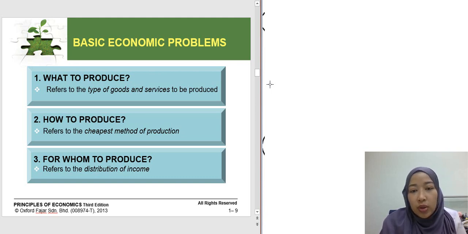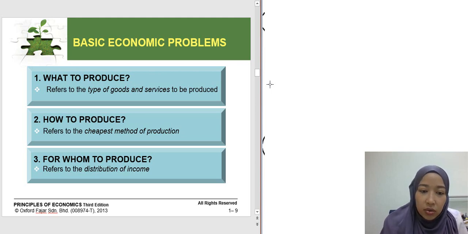So you have to choose whether you want to use a manual way of production, or you want to use an advanced method of production, using good technology and so on. Manual, for example, you use workers to produce your product. Advanced technique, you can use machineries which require a lot of capital, more funds, more money. So you have to decide which of the two methods is the best for your production. So that is how to produce.